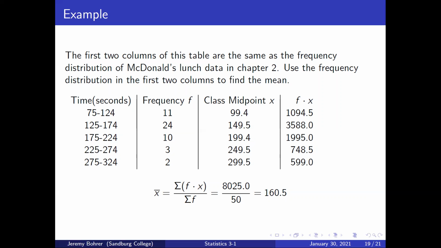When we multiply each frequency by its midpoint, we get 1,094.5, 3,588.0, 1,995, 748.5, and 599. To get our mean, we take x bar equals the sum of f times x divided by the sum of f, which is 8,025, the sum of all of those f times x's, divided by 50, which is 160.5.